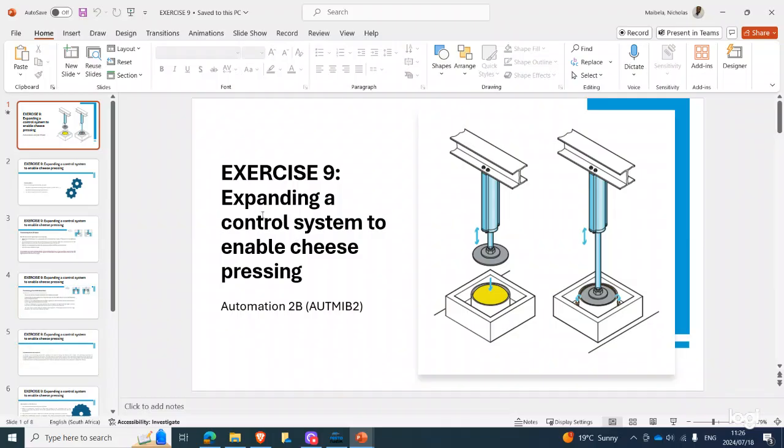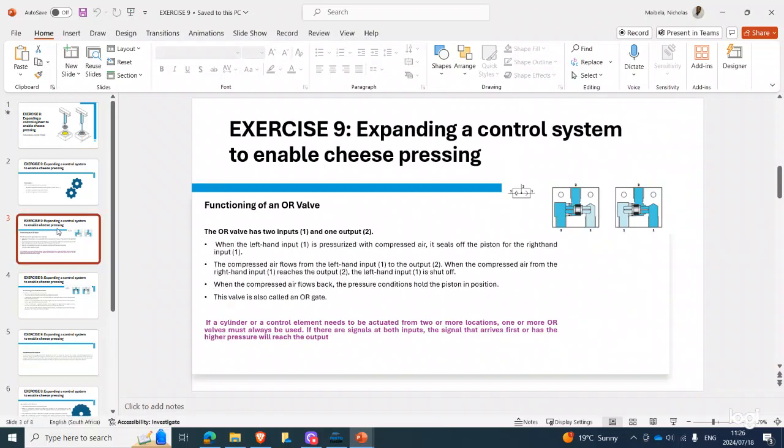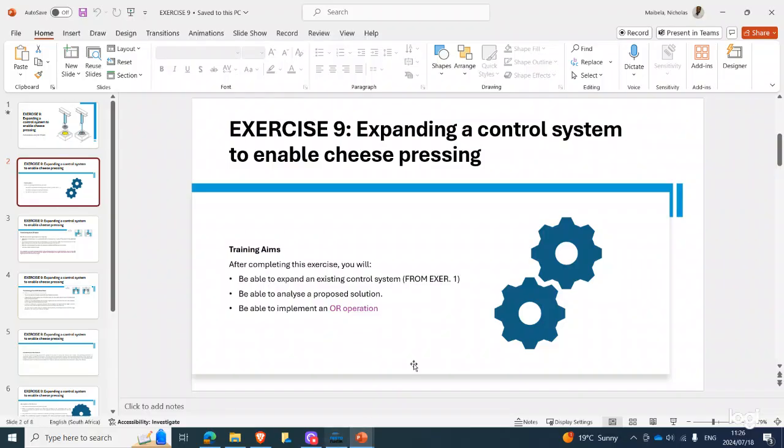So now exercise 9, we're expanding a control system to enable the pressing of a cheese. We're expanding our circuit from exercise 1. The training aims of this exercise are for you to be able to expand an existing control system, analyze a proposed solution, and implement an OR operation.